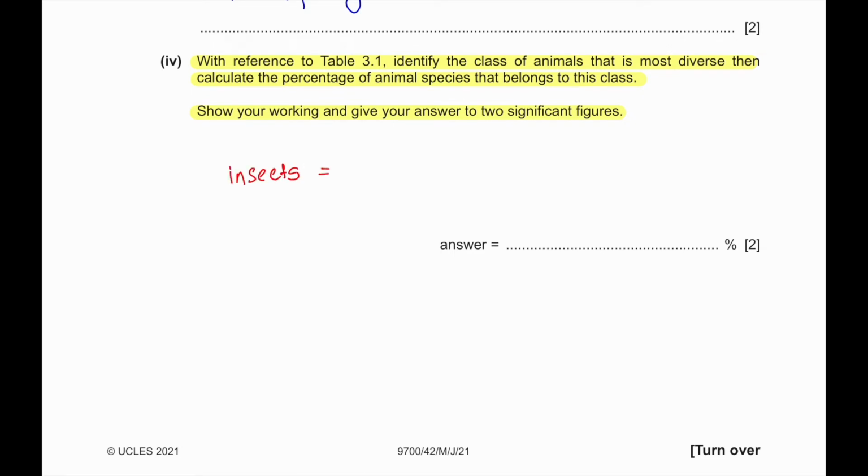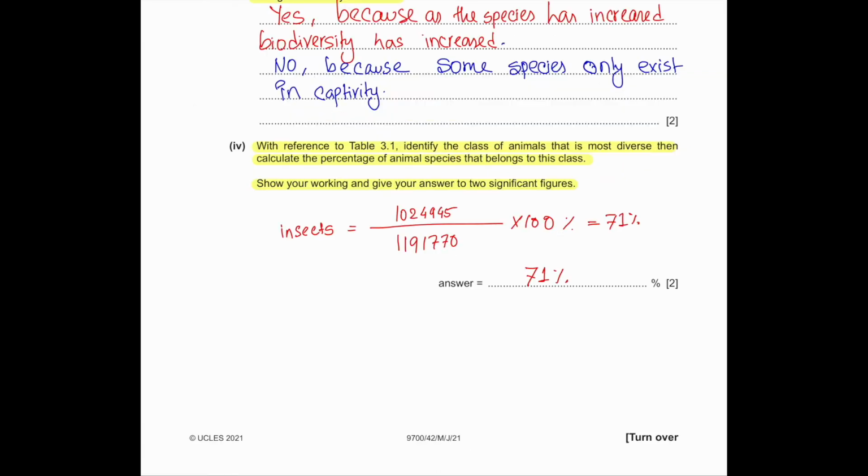and insects have a number of 1024945, and the total organism is 1191770. So into 100% equals to 71%. So 71% of animals belong to insects.